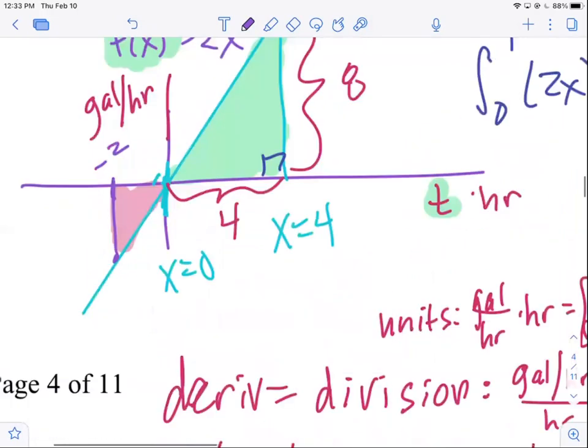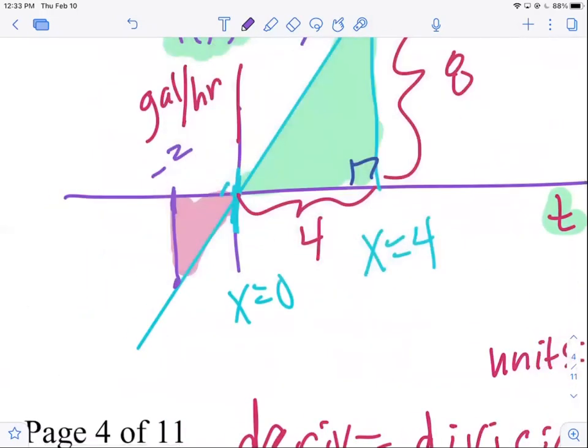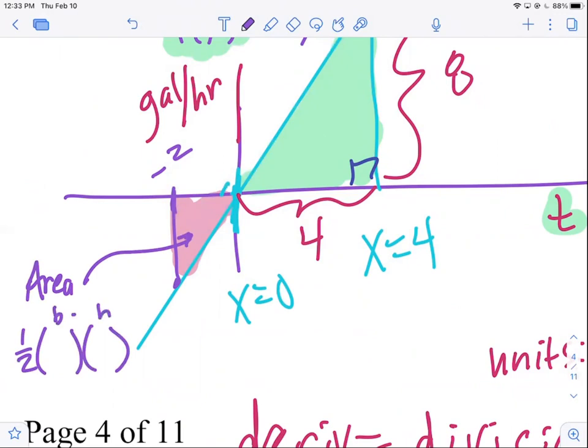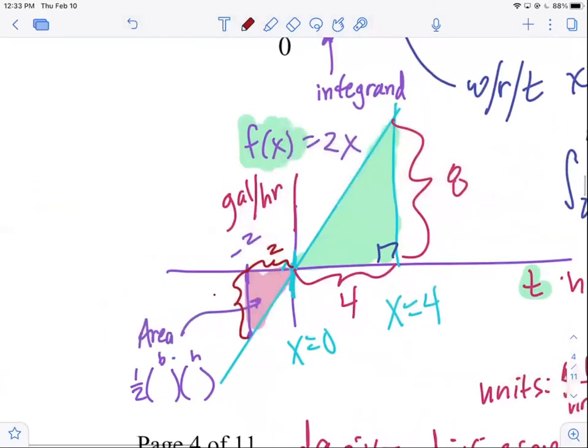So let's go ahead and find the area of this little region. The area of this little region is going to be 1/2 the base times the height, base times height. So what is the base? It's 2 units, right? And then what is the height? It's 4 units. So notice I'm not assigning that as a negative value, I'm just assigning them as magnitudes. And so that would be 1/2 times 4 times 2, which is 4.